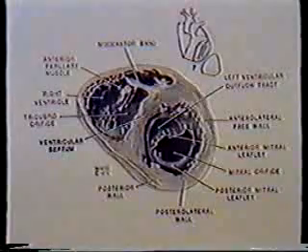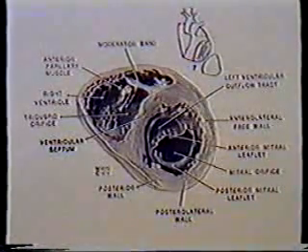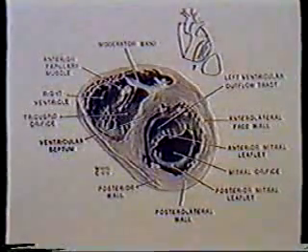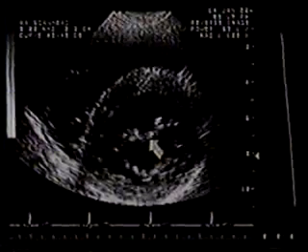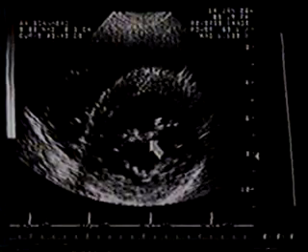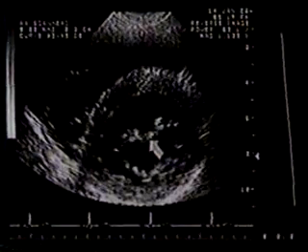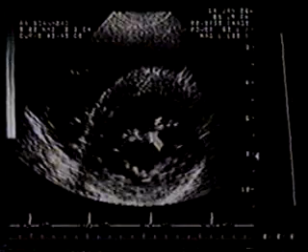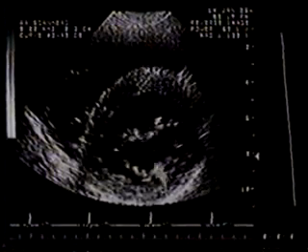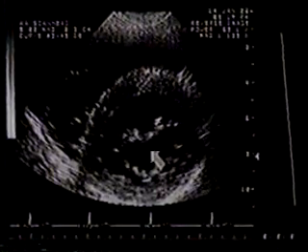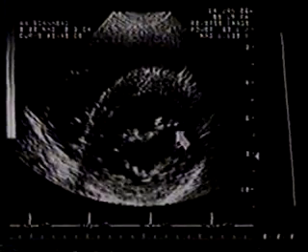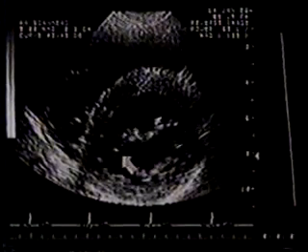We will now tilt the transducer to image the left ventricle in short axis at the level of the mitral valve. This is a diastolic still frame with the anterior and posterior mitral leaflets in the opened position. This is the lateral commissure, and this is the medial commissure.